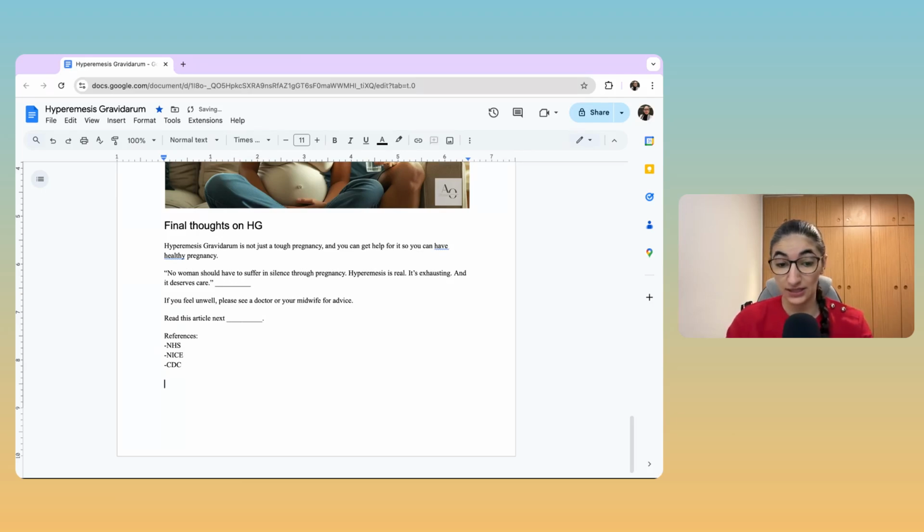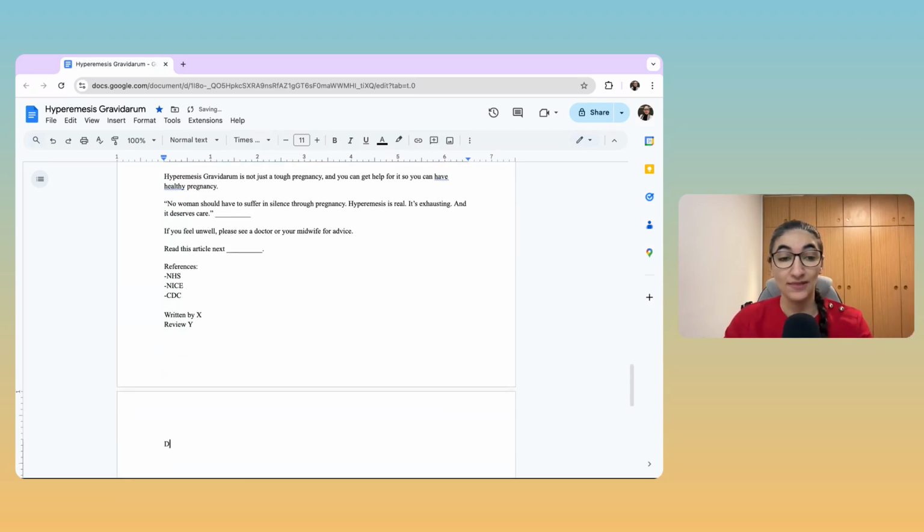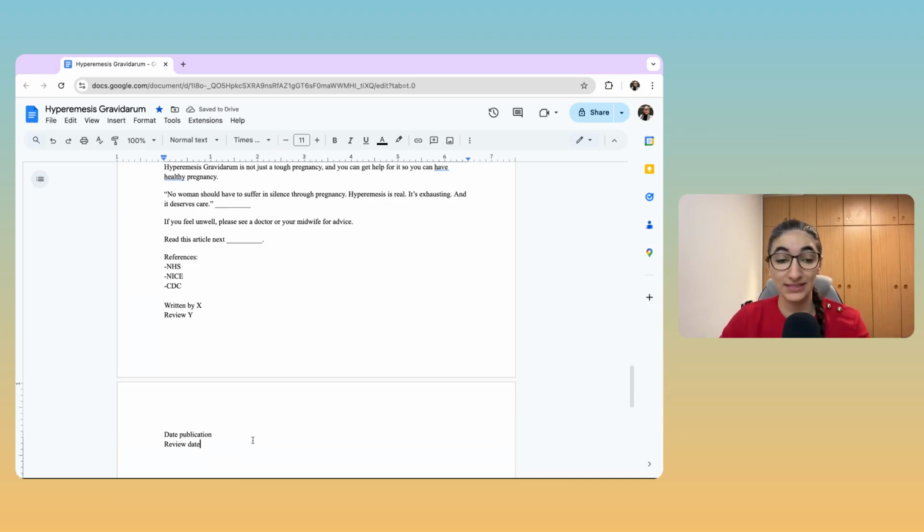And then another thing that needs to be included is who wrote it. So it would be written by whoever, and then who reviewed it. So reviewed by someone else. And then also the date of publication. So this will be when you actually have it live and people can read it on the website or wherever this is going to go, if it's a leaflet or something else. And then the review date as well. So then people know when it came out and also how up to date it is.